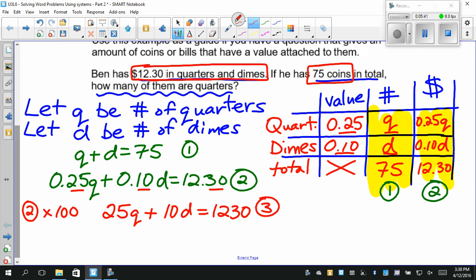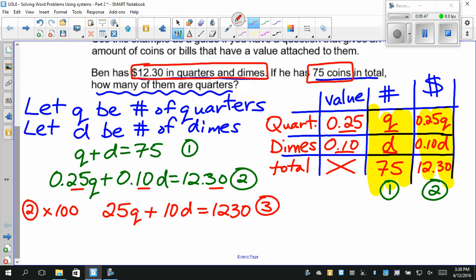So I've got equation 3 there. I've got equation 1 at the top. Now, if I'm going to use elimination, I can multiply equation 1. Let's multiply it by 10. If I multiply it by 10, I'm going to get 10Q plus 10D equals 750. So that's going to be equation 4.